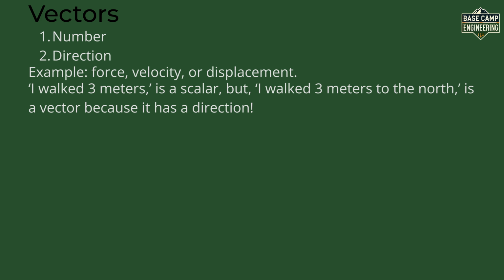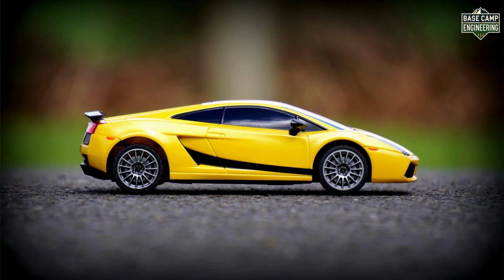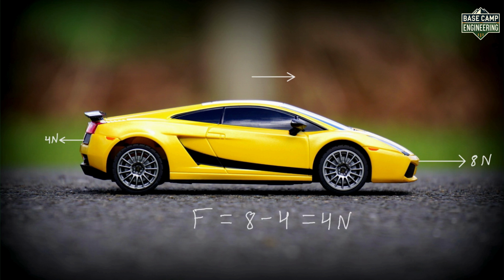Let's try a simple math problem to see vectors in action. Imagine you are pushing a toy car with a force of 8 newtons to the right, and your friend pushes it with a force of 4 newtons to the left. What's the total force on the car? Since these forces are in opposite directions, we subtract the smaller force from the bigger one, and the direction will be the same as the bigger force. So, 8 newtons to the right minus 4 newtons to the left equals 4 newtons to the right. That means the total force on the car is 4 newtons to the right.